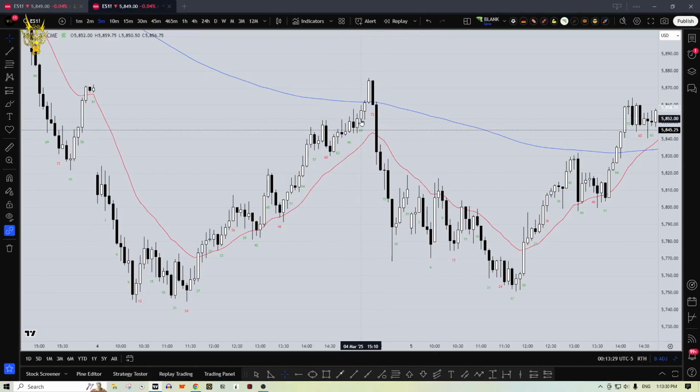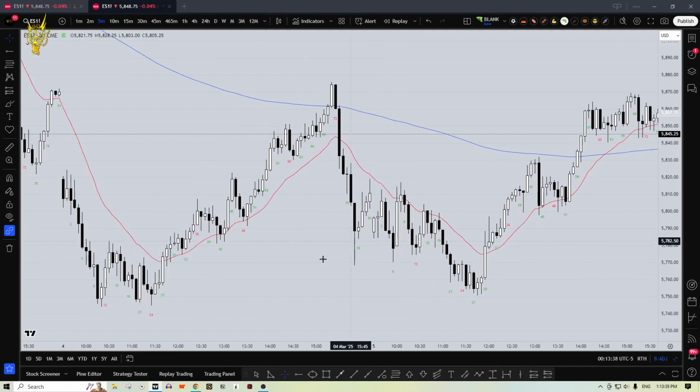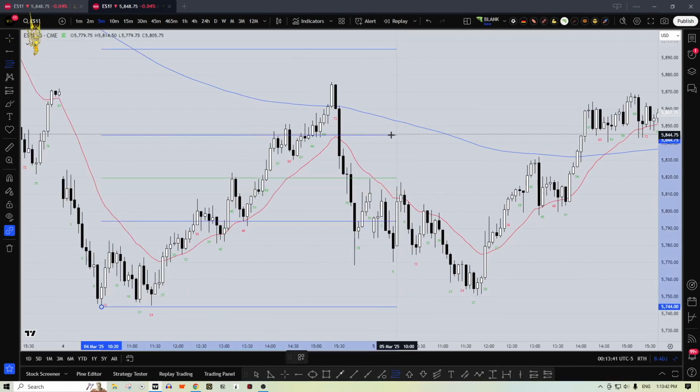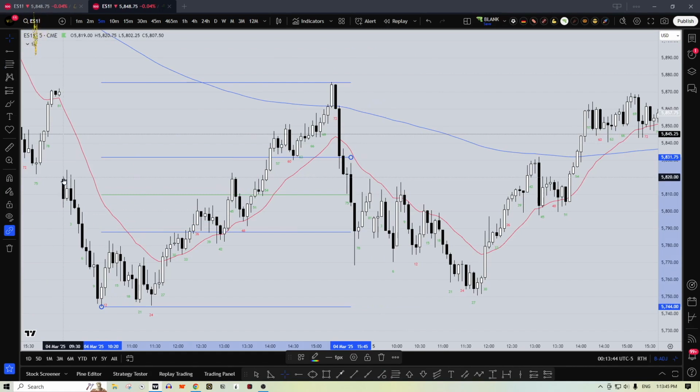So I think this is a useful exercise to do on the open. Let's look at the open of yesterday. So we can see yesterday is a doji bar. Okay, here's the open of the day. We went down, we went up, and we came back to the open. So this is a doji.